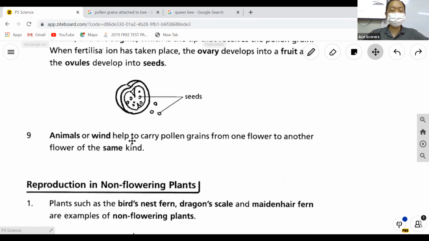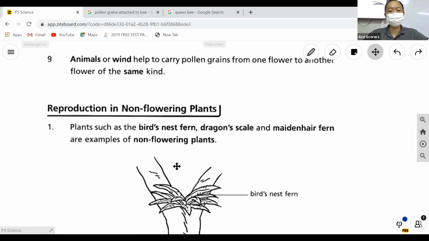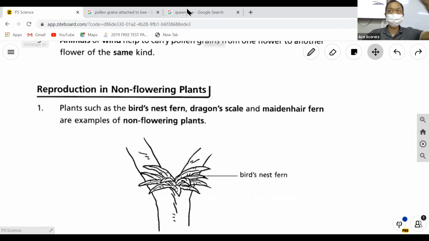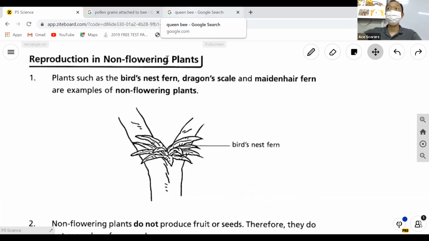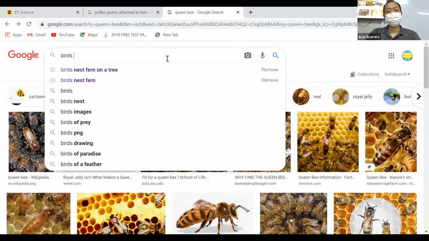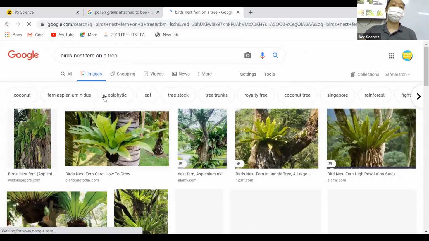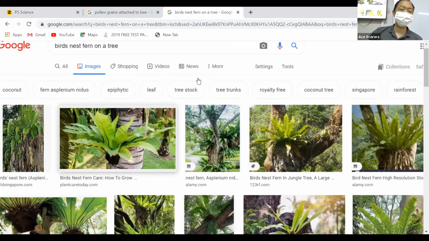Animals or wind. Now if there are no animals, wind can also help to carry the pollen grains. They just fly away, okay? So reproduction in non-flowering plants. Non-flowering plants include the bird's nest fern, which we have one just outside, on the big tree on top, near the opening of the roof. There's a bird's nest fern there.